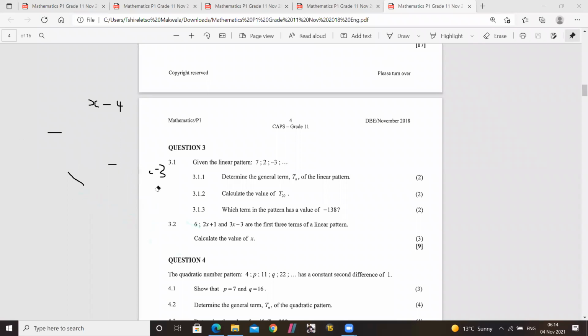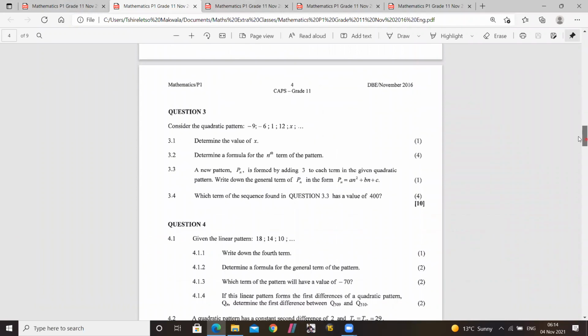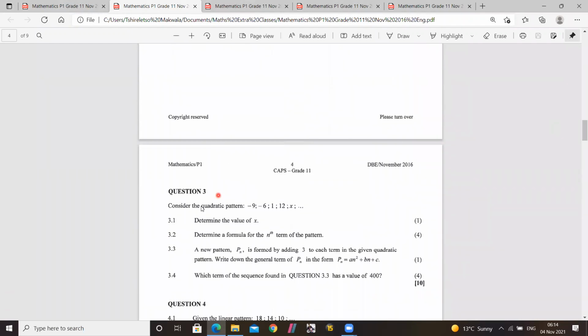So that's how you approach a linear pattern. A linear pattern, you approach it the same as a linear function. It's not that hard, so we can move on. Do you see even this one? Here they asked you a quadratic. Let's move on to a linear.